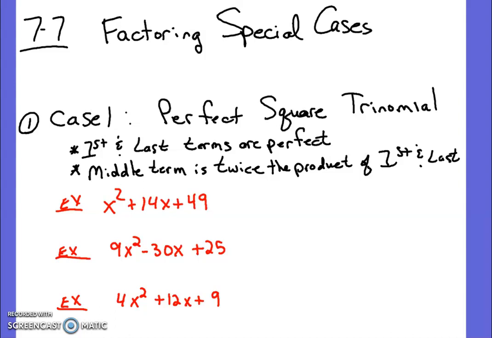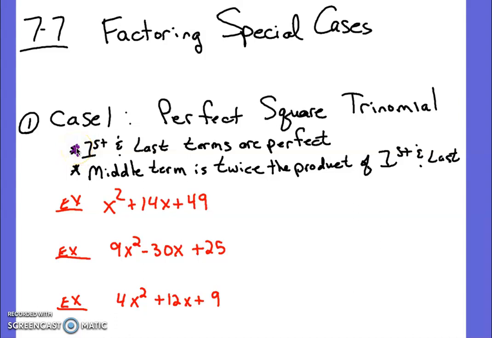This is 7-7 factoring special cases. Case one is perfect square trinomials. And just the title alone should kind of give it away. We're talking about perfect squares, like 2 times 2, 3 times 3, 4 times 4. So the first and last terms are perfect squares. That's the first requirement.